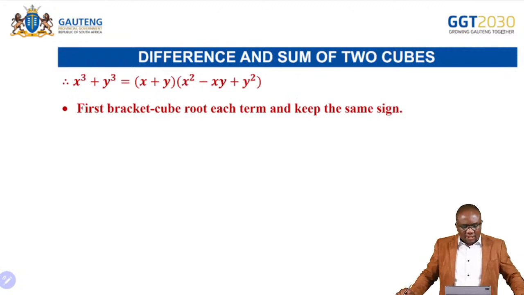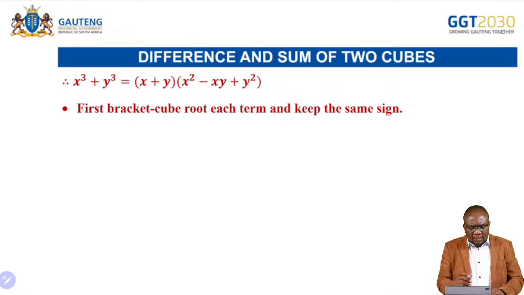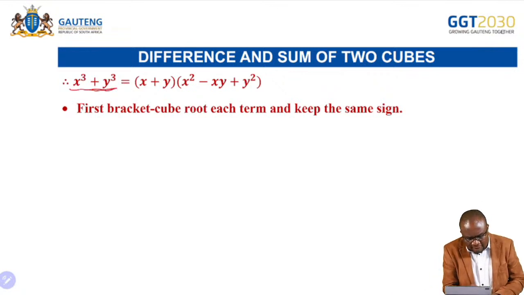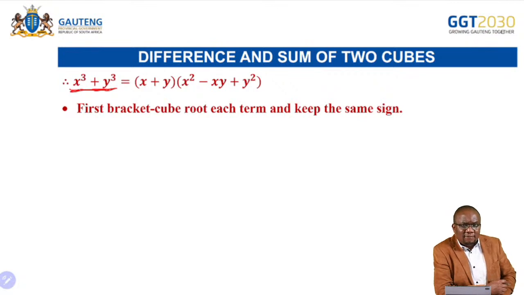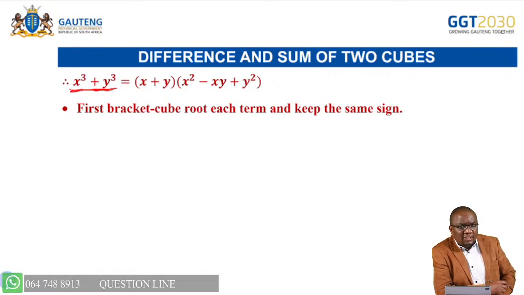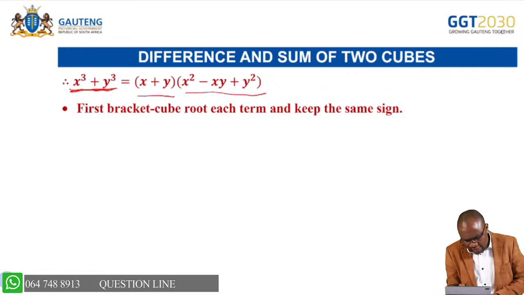First bracket: cube root each term and keep the same sign. We have the sum of two cubes here. It's the first time maybe you're seeing this. Maybe it's difficult, but please pay attention, step by step. Follow my steps. So we have the first bracket, which is this. We have the second bracket, which is this.